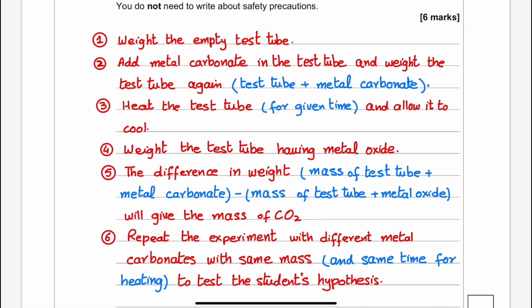We know that when metal carbonate is heated, it decomposes into metal oxide plus carbon dioxide. The difference in the weight, the mass of the test tube plus metal carbonate before heating, minus the mass of test tube plus metal oxide, is going to give us the mass of carbon dioxide. We know that when metal carbonate is heated, we will get metal oxide plus carbon dioxide.